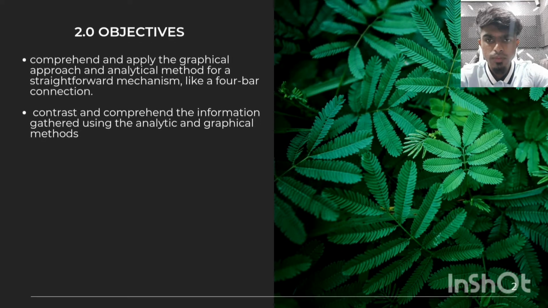The objective of this assignment is to comprehend and apply the graphical approach and analytical method for a straightforward mechanism, like a 4-bar linkage. Moreover, to contrast and comprehend the information gathered using the analytical and graphical methods.